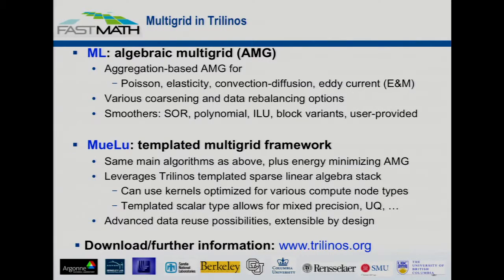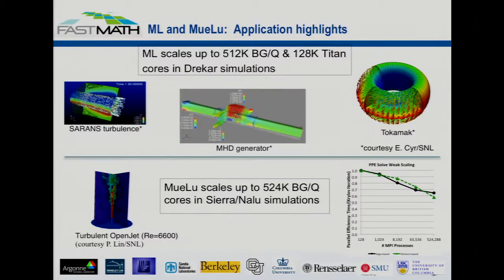In addition, Trilinos also has an algebraic multigrid method implementation called ML. ML's also a pretty good method. It's nice to have both of them in your suite of methods. And again, some pictures of some of the problems they've been able to use ML on, quite complicated problems.